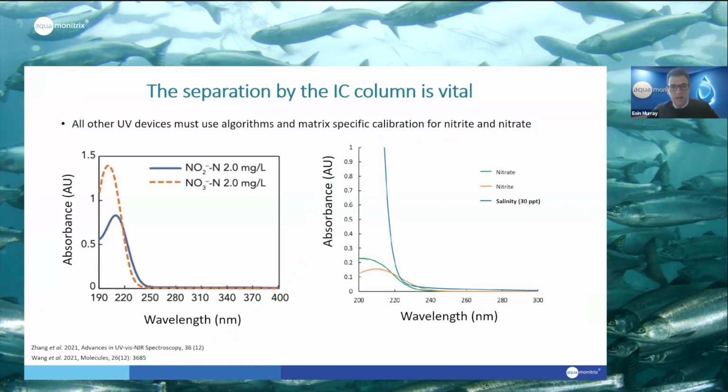To elaborate a little bit more on the direct UV analysis, as I mentioned, using a UV probe, you can't discriminate between nitrite and nitrate. As you can see in the absorption spectrum here, they essentially overlap. It gets a lot more challenging, especially in saline samples, because the absorbance of salinity essentially overlaps with the nitrite. So these are really difficult conditions when trying to monitor nitrite and nitrate using UV probes.